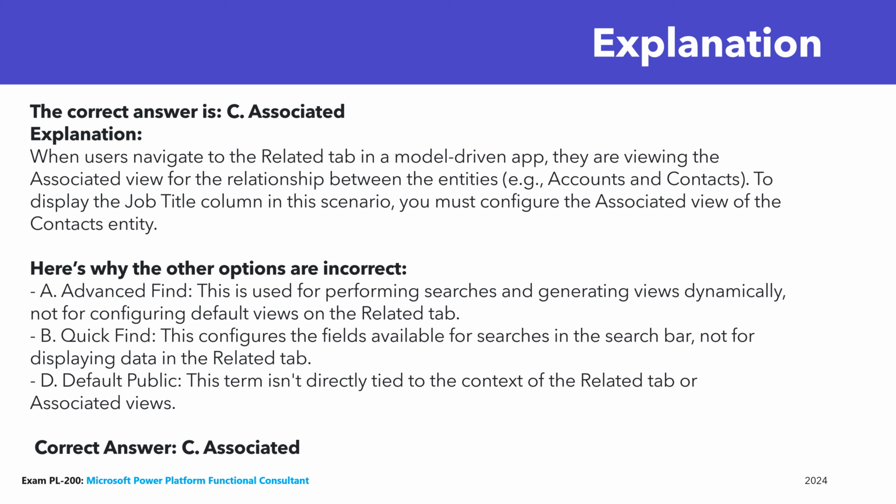Here's why the other options are incorrect. A. Advanced Find. This is used for performing searches and generating views dynamically, not for configuring default views on the Related tab. B. Quick Find. This configures the fields available for searches in the search bar, not for displaying data in the Related tab. D. Default Public. This term isn't directly tied to the context of the Related tab or associated views. Correct answer, C. Associated.